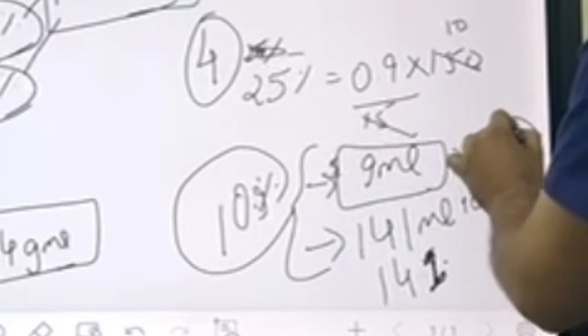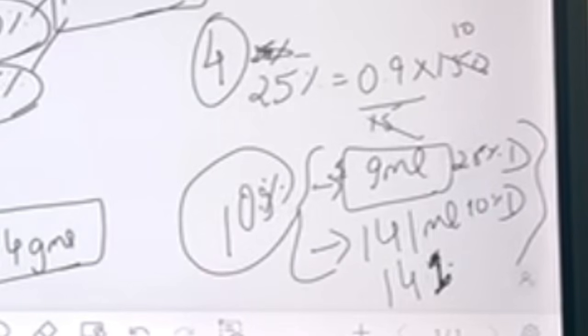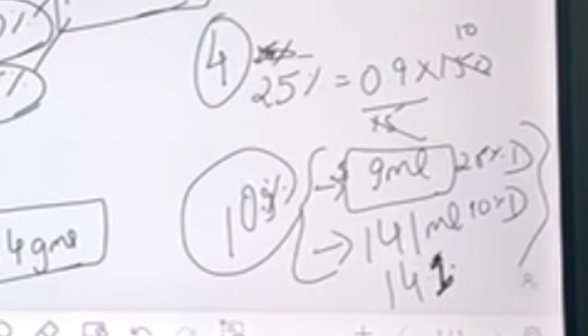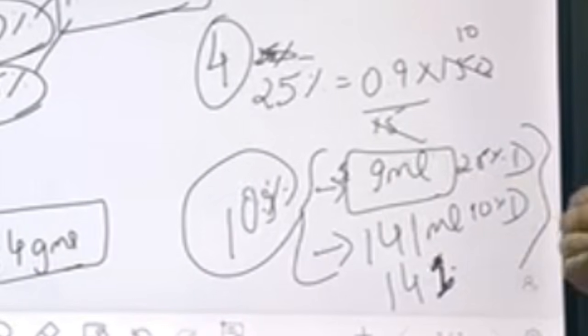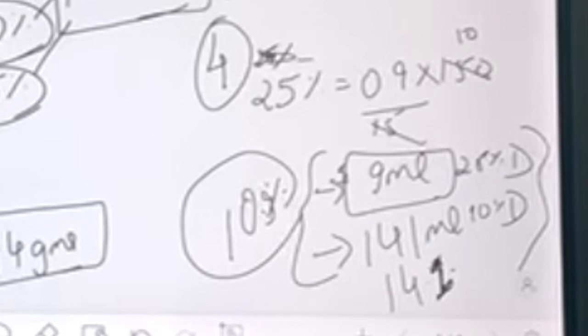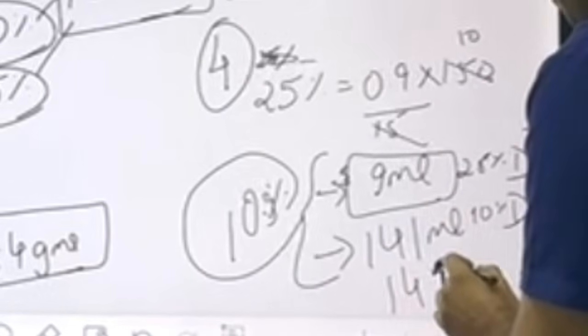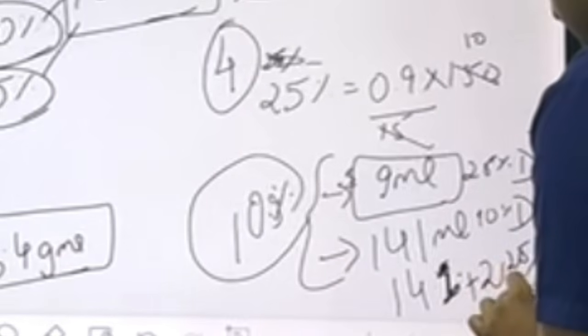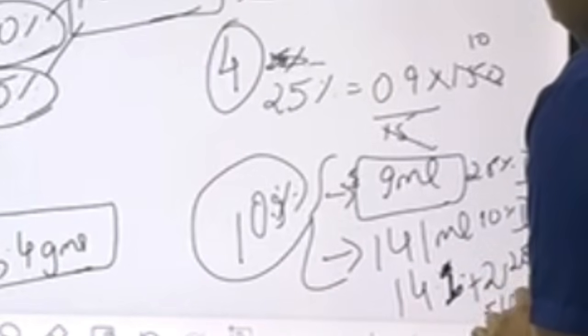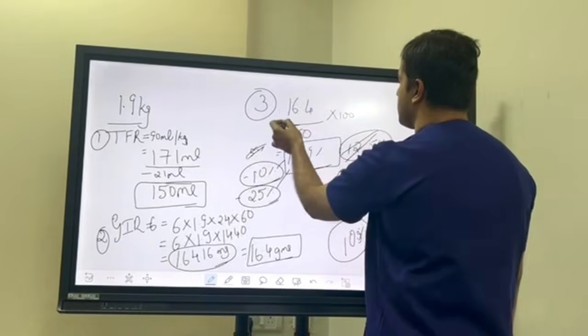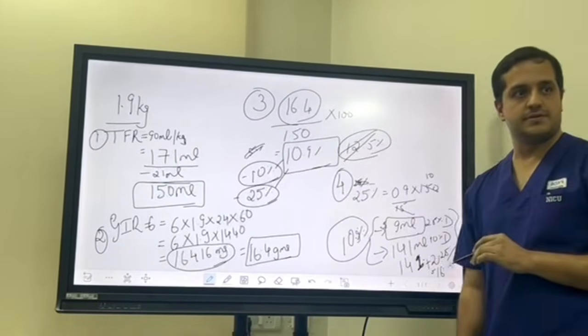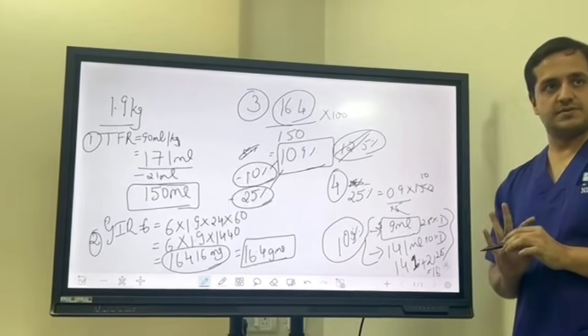And 9 ml of 25% dextrose. 25% dextrose means 100 ml में 25 grams. मतलब for every 4 ml there is 1 gram. So because it is 9 ml तो कितना हुआ? 2.2. ठीक है, तो 2.2 grams. So 14 plus 2.2, 16.3. So 16.3. So that is ठीक है. Understood?